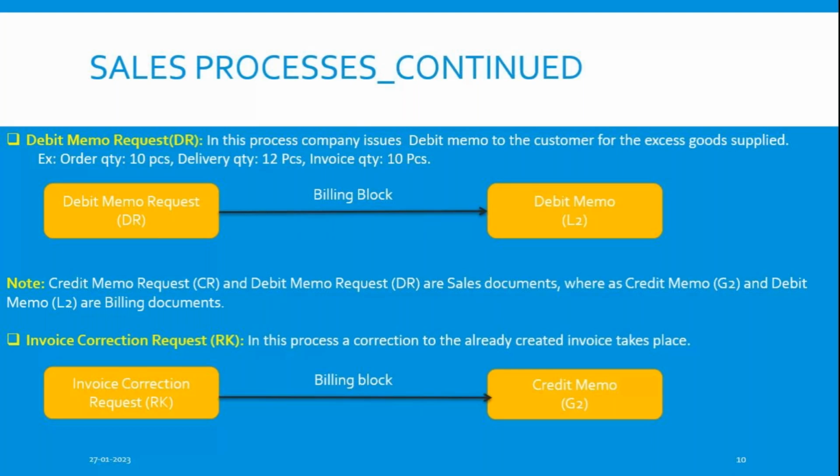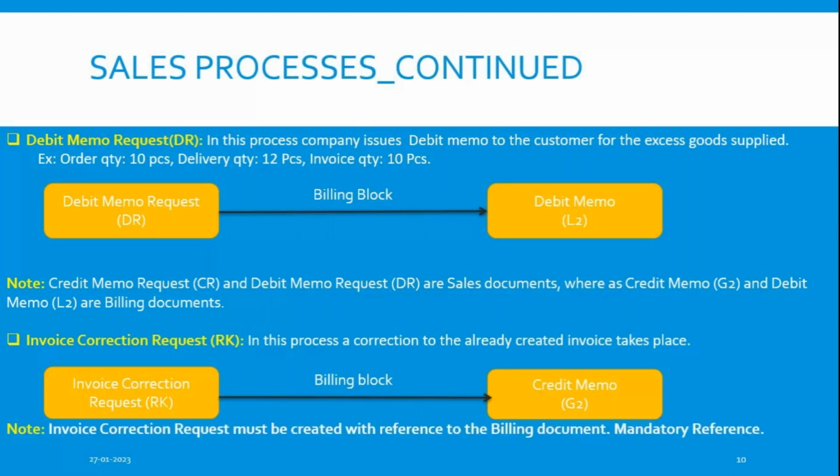See, invoice correction request. In order to create an invoice correction request, for which invoice you are doing a correction, that's a very important point. That is the reason when you try to create an invoice correction request, the system will ask for the invoice number for which invoice you are creating. It's mandatory that you have to provide a billing document for which you are doing a correction. Okay.